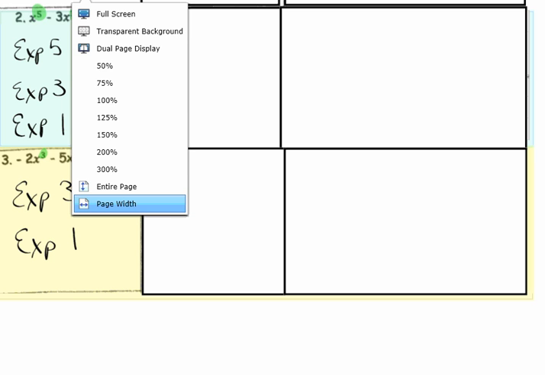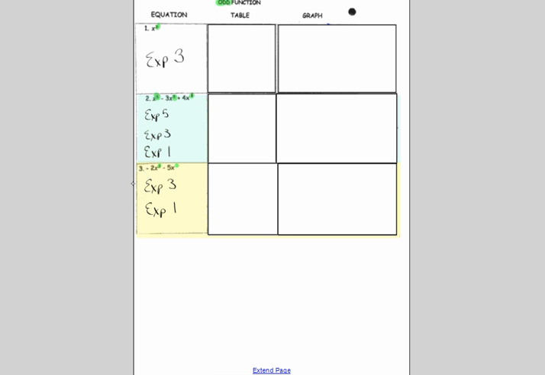What I want you to notice, real easily here, is that all these exponents are odd. There is not a single even exponent. They are all 100% odd.